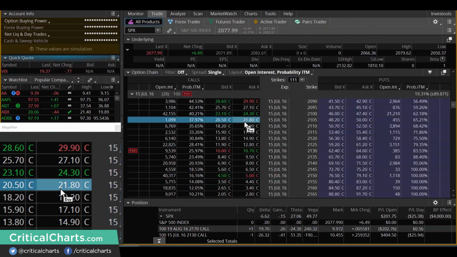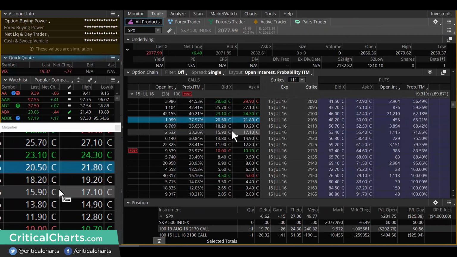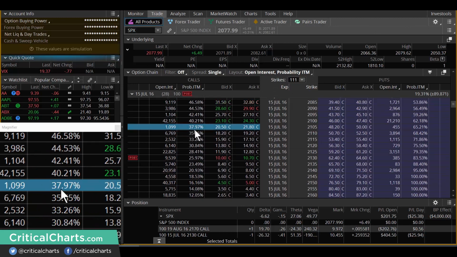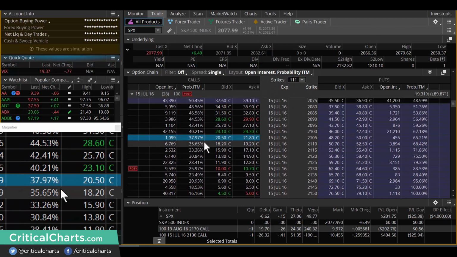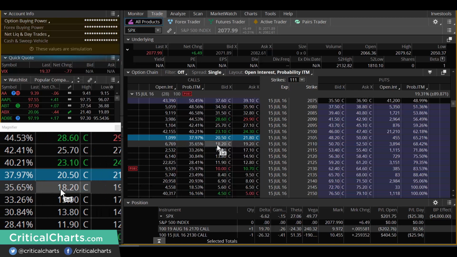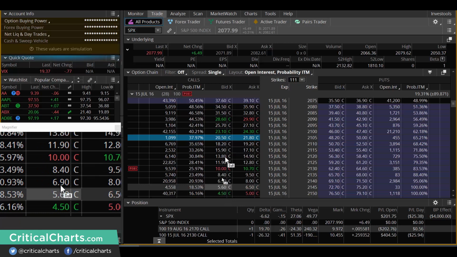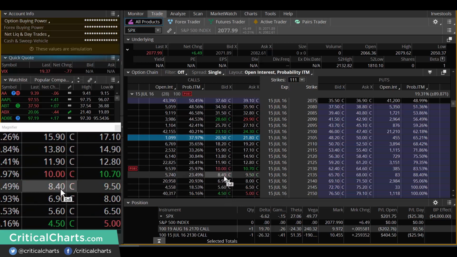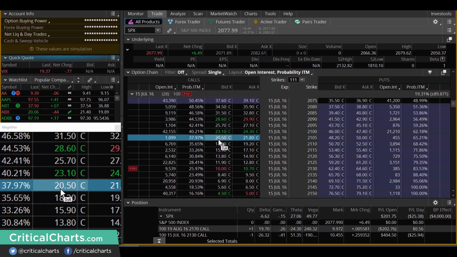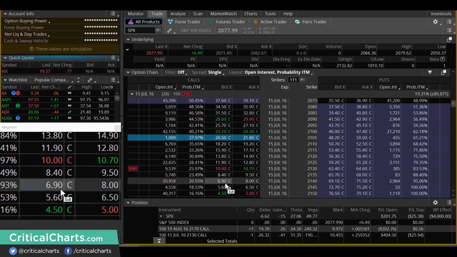I'm selling the inner one right here, let's say 2110 at $18, and then I'm buying back another one at, let's say, $4 or $6. So the difference between those is what I'm making. I'm selling one that's more expensive and buying protection there.